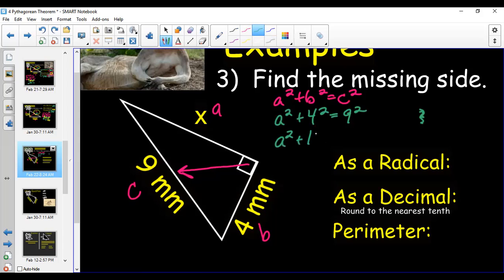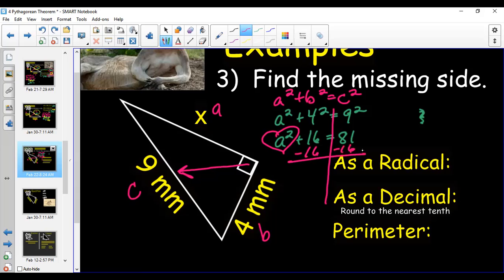All right, so I know my perfect squares. 4 times 4 is 16. 9 times 9 is 81. Now, this is where it's different from the other ones, because unlike the other ones, there was a big giant plus in between, whereas this one, there's not. I actually have an equation I have to solve here. The goal is to get your A squared by itself. That's our happy couple. Get rid of the outsider. So to get rid of the plus 16, I have to subtract 16.